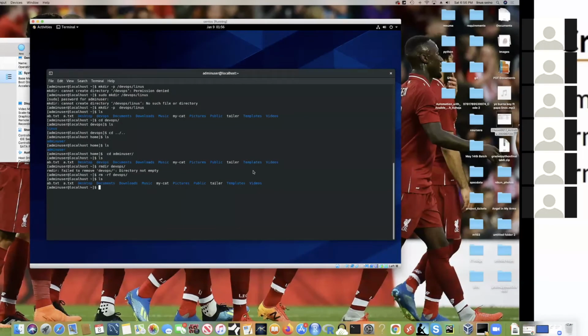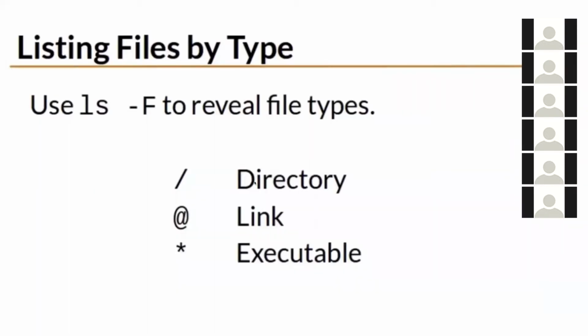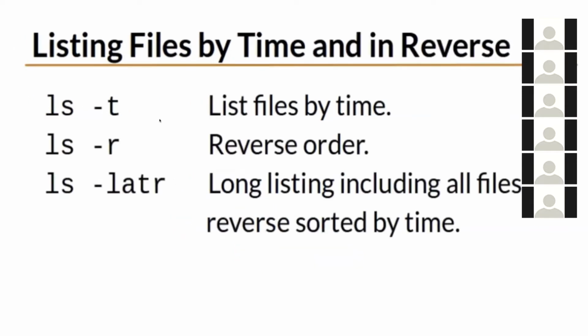Anyway, guys, we're going to proceed to the next. I know I was talking about listings, file types to review files. The slash, like we just saw, is for directories, the at sign is for link, and the star is for executable. And this is kind of what I was trying to show before.